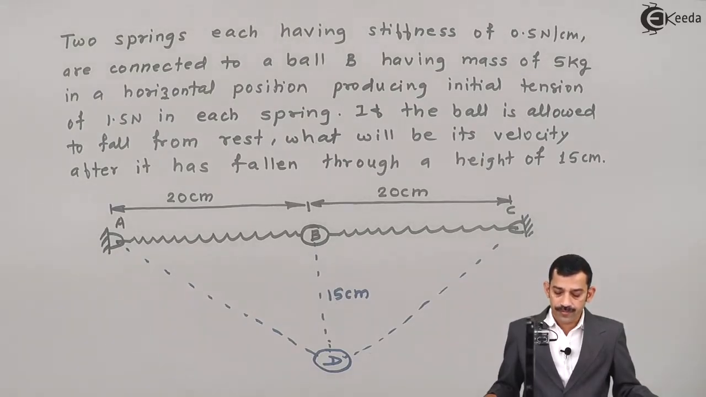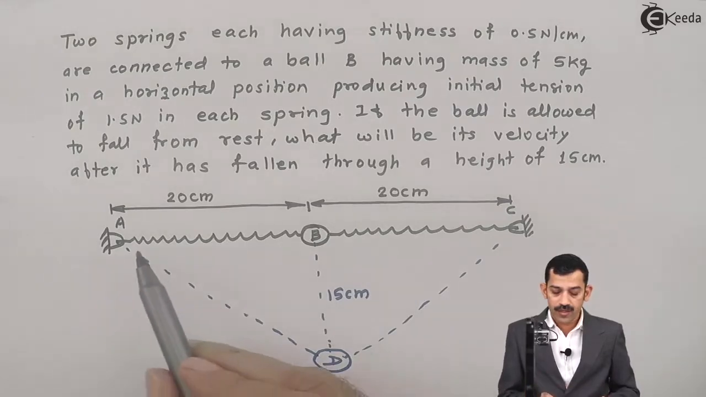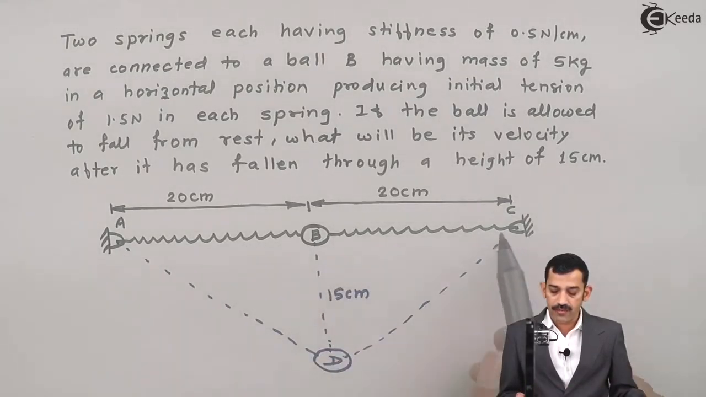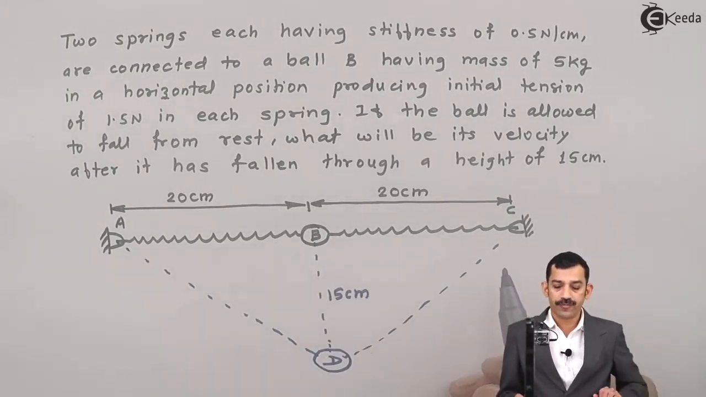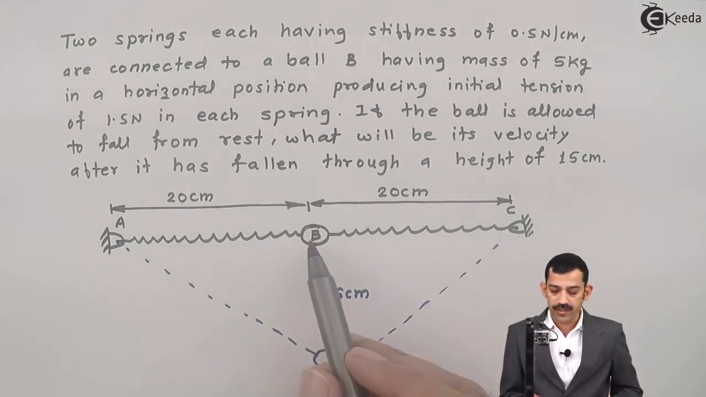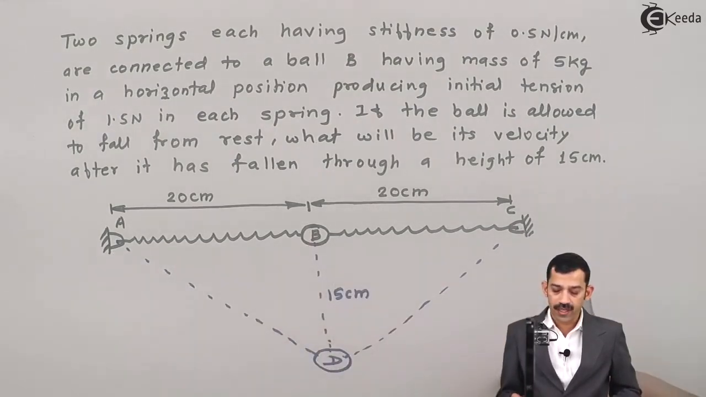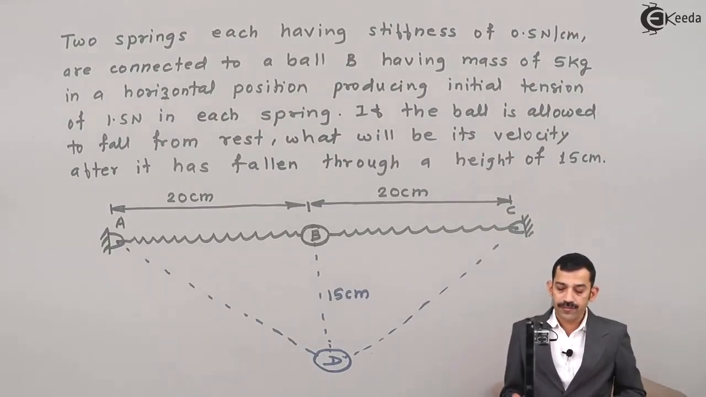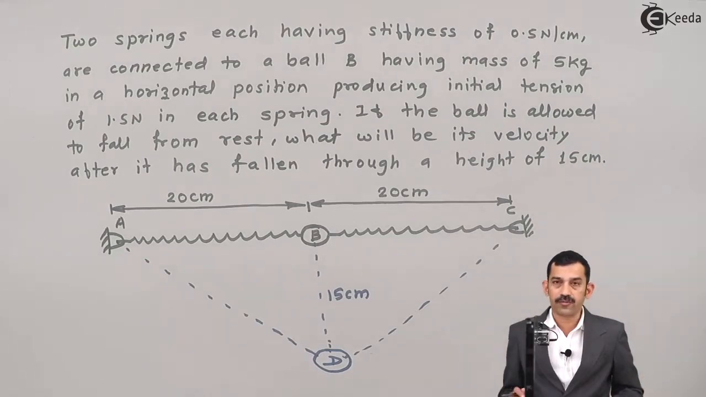Now in this problem, the number of springs involved is two. Initial position is horizontal. See, this one is the initial position here. Springs, say AB and BC, are in horizontal position. The length of each spring is 20 centimeter. AB and BC have the same initial length. But initially what is given? There is an initial tension in each spring.